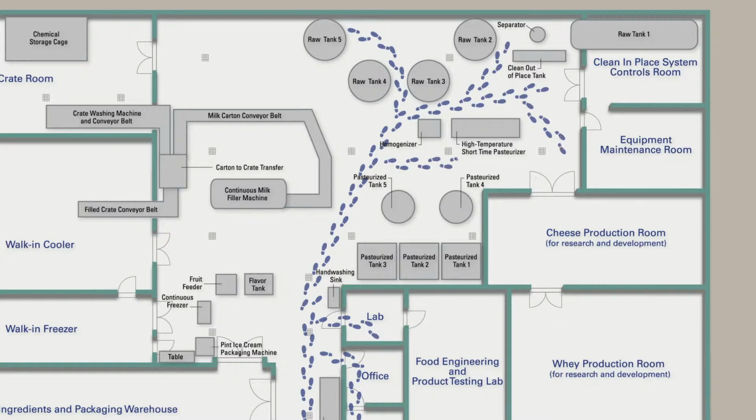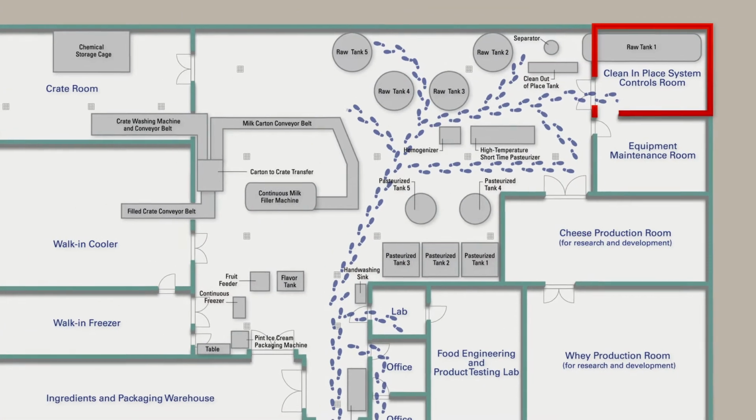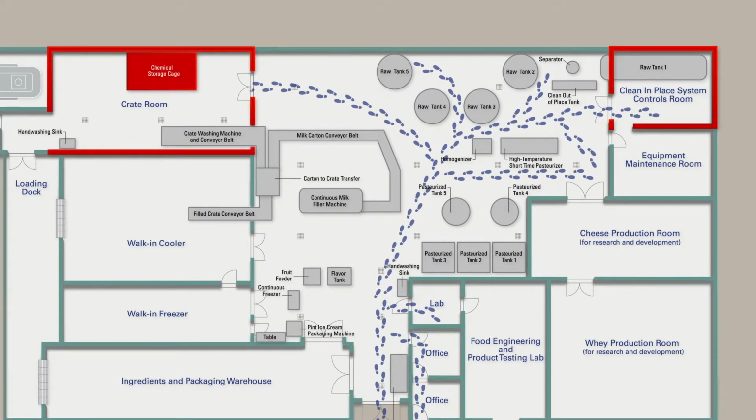The employees then move to the high temperature short time, or HTST unit, and its control board to operate and monitor the pasteurization and homogenization processes. Once the milk is pasteurized, it moves to the pasteurized milk tanks. At this point, the employees begin to clean the raw side of the facility.